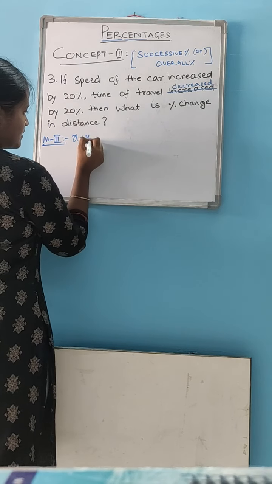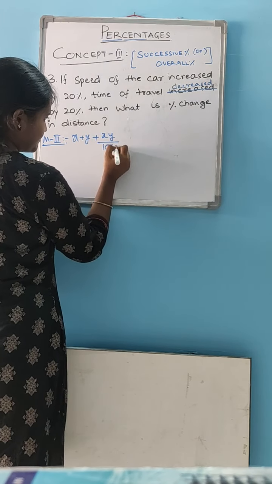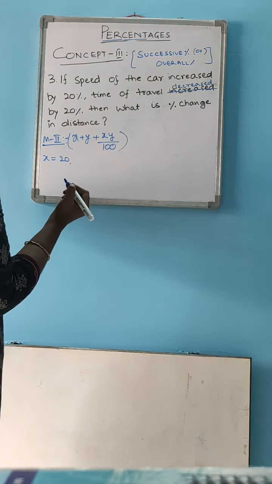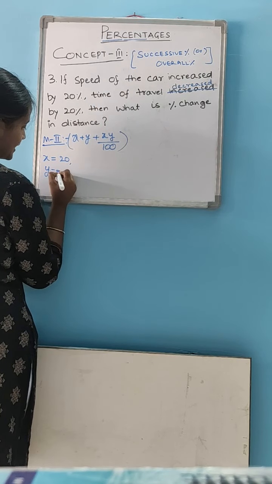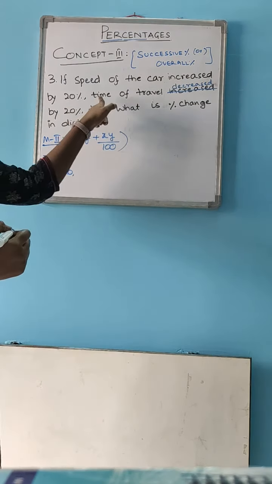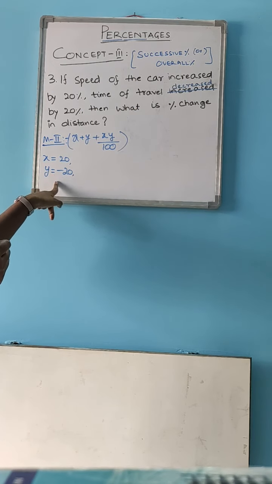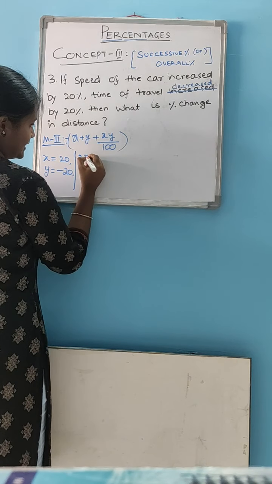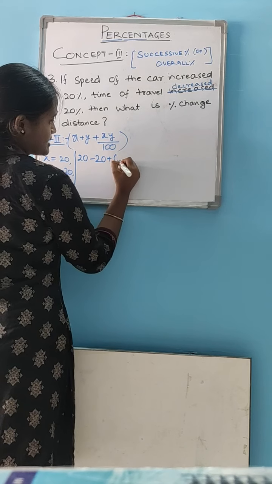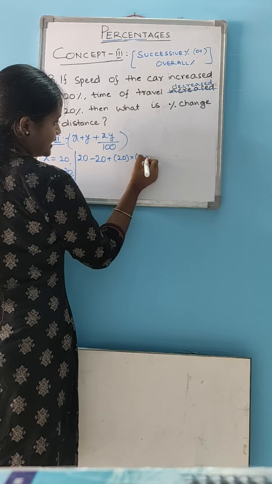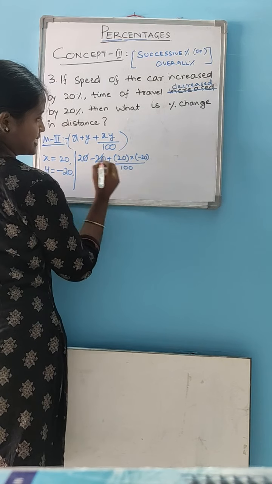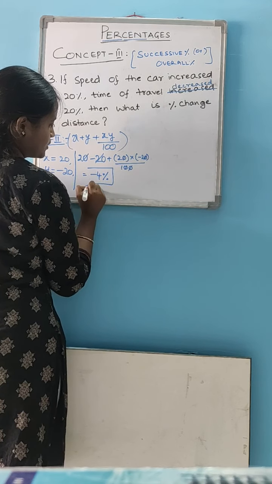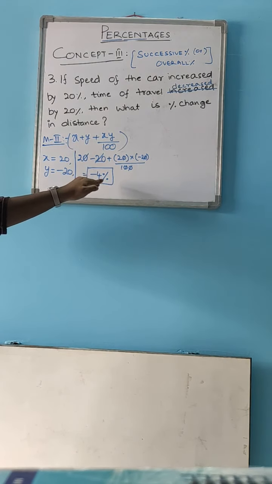x plus y plus xy by 100. Here x is 20 because speed increased by 20%, and y is minus 20 because time decreased. Decreased means you have to take the minus symbol here. That means minus 20. Now substitute: 20 minus 20 plus 20 into minus 20 by 100. That is, 20 cancels, and the zeros cancel. Total is minus 4%. That means the total change in the distance is minus 4%.